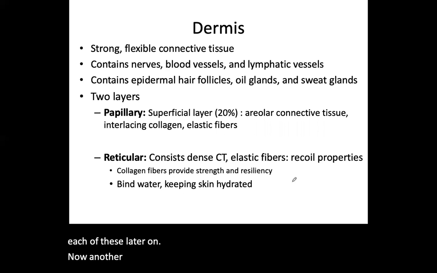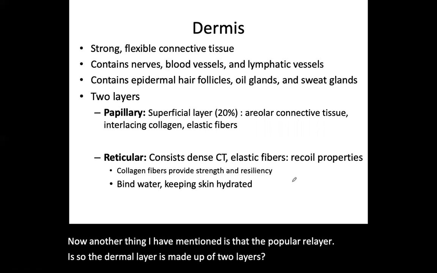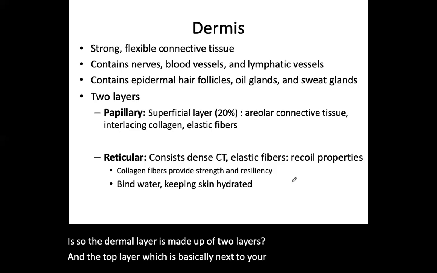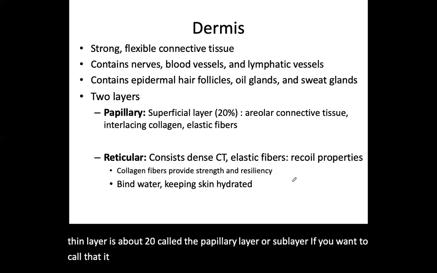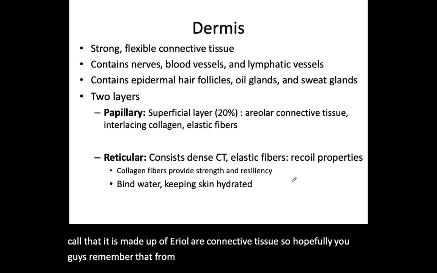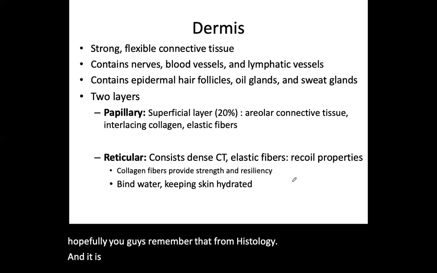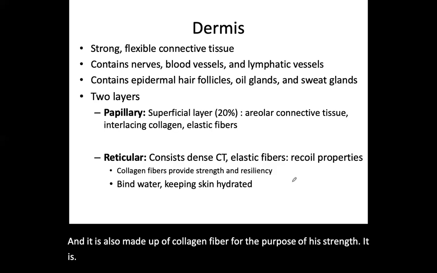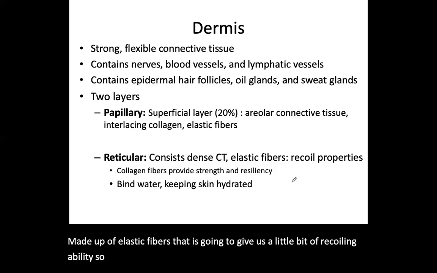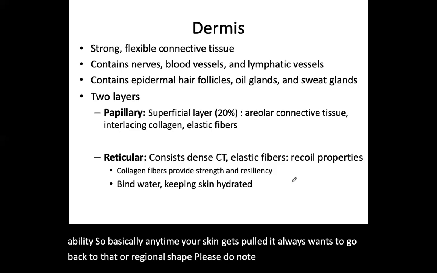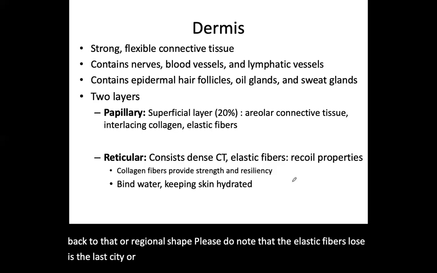Now, another thing I have mentioned is that the dermal layer is made up of two layers. The top layer, which is basically next to your epidermis, is a thin layer, about 20%, called the papillary layer, or sublayer if you want to call that. It is made up of areolar connective tissue, so hopefully you guys remember that from your histology. It is also made up of collagen fibers for the purpose of strength. It is made up of elastic fibers that give us a little bit of recoiling ability. So basically, anytime your skin gets pulled, it always wants to go back to its original shape. Please do note that the elastic fibers lose their elasticity or recoiling ability as a person ages.